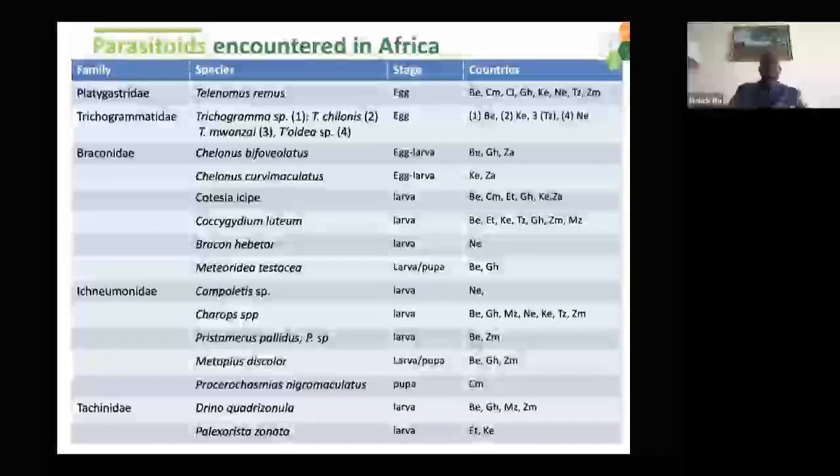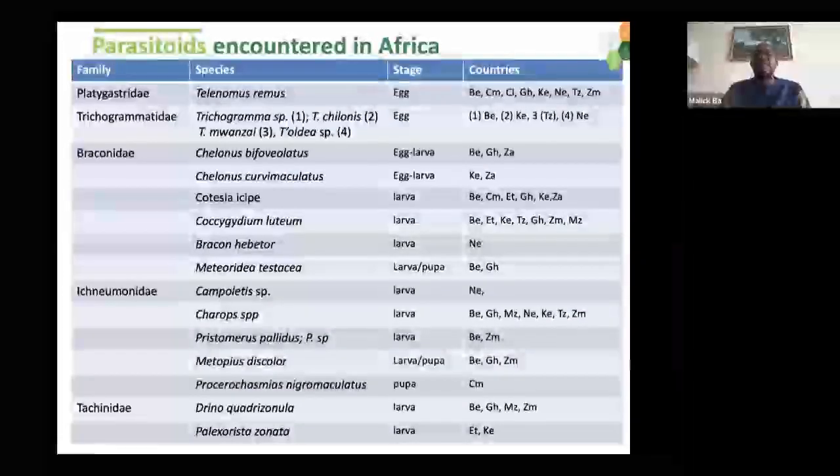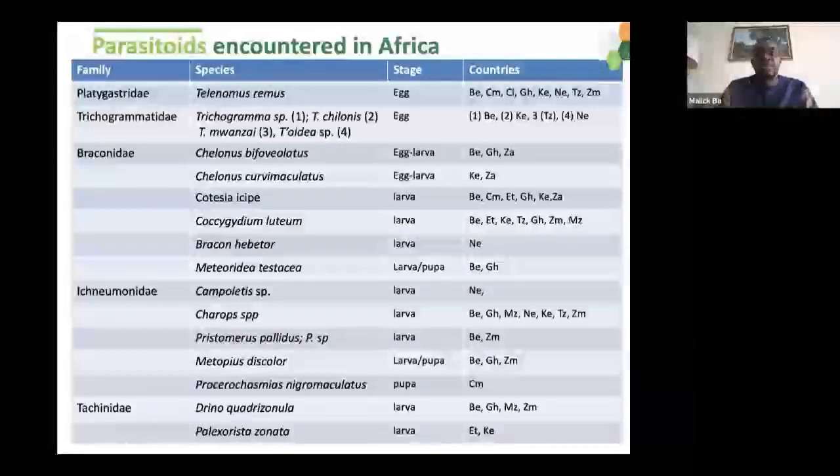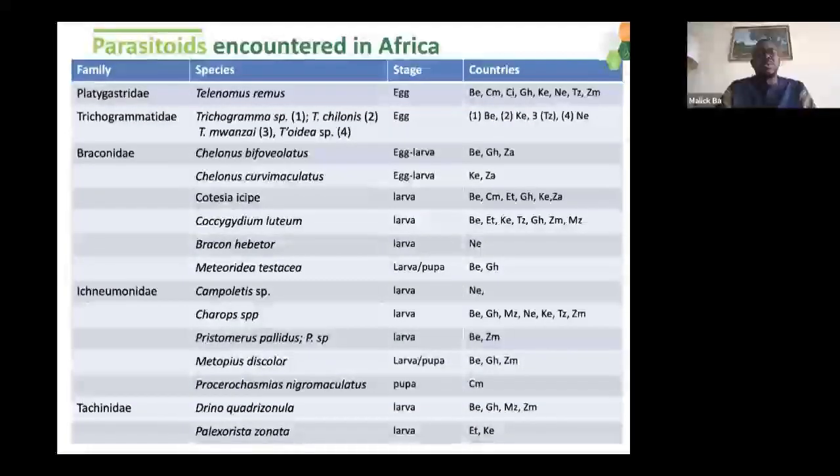What we have been able to do so far in Africa is collect a lot of parasitoids: egg parasitoids from the families Platygastridae and Trichogrammatidae, so we have different species. We also have many Braconidae larval parasitoids, Ichneumonidae larval parasitoids, and Tachinidae parasitoids.